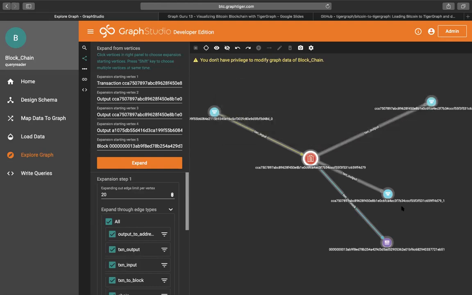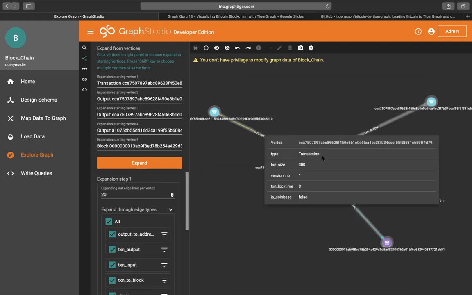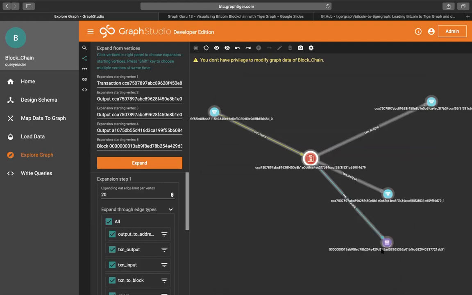And you can easily see the two output quantities here. One is around half of that, and the other is the other half of that. Along with this, you can see the block that this transaction was a part of. So you can also see that this was in 2010, as I mentioned before.